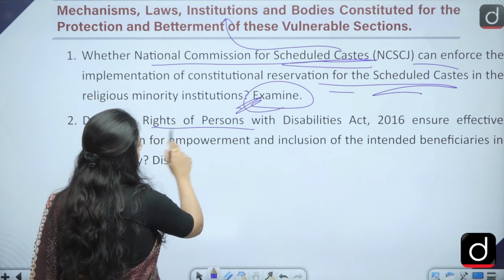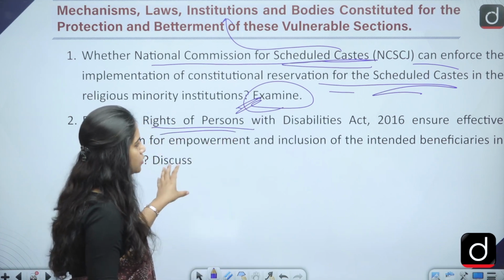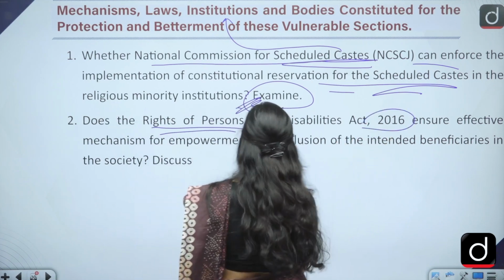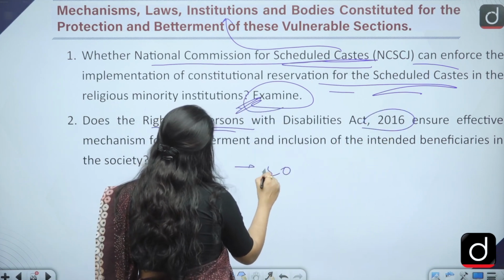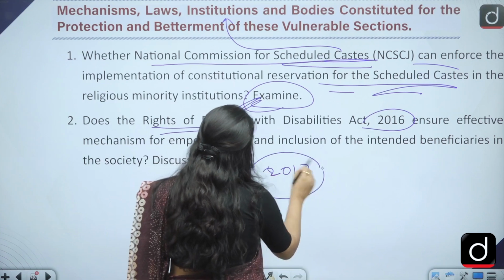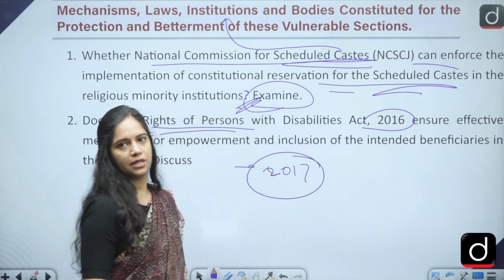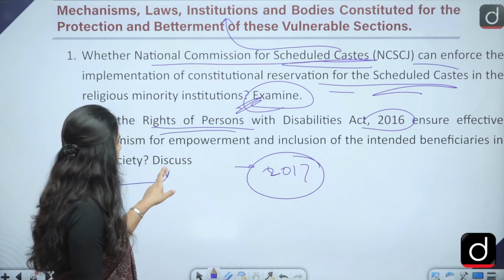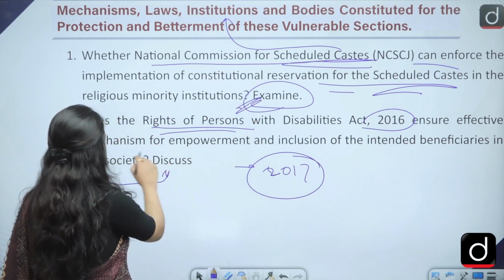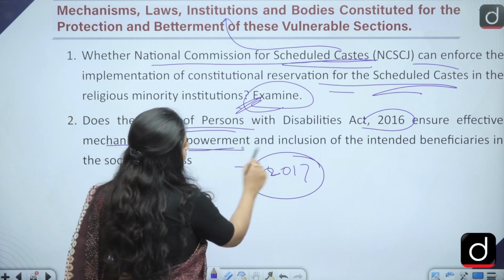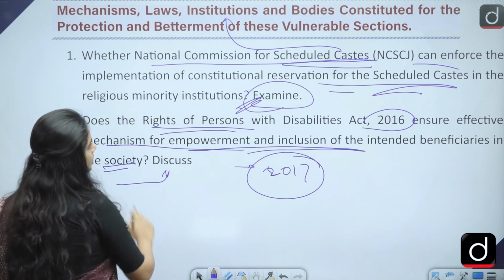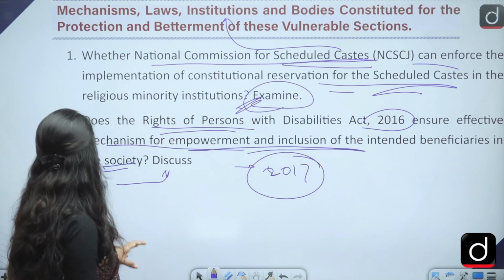Then next question is on the Rights of Persons with Disabilities Act. This act was there in 2016, and I think the question was asked in 2017. So I've told you about newspaper reading and current affairs. If you have read it, you would be in a position to answer it. Then you would see that it is asking for mechanisms for empowerment and inclusion of intended beneficiaries in the society. Whether it is effective or not.